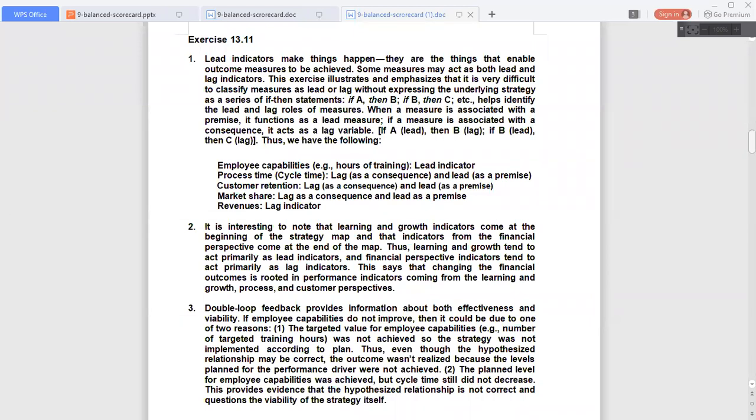So for the lags, that is the previous, no? The previous is the lead, and that is the future. If B lead, then C lag. Thus, we have the following.